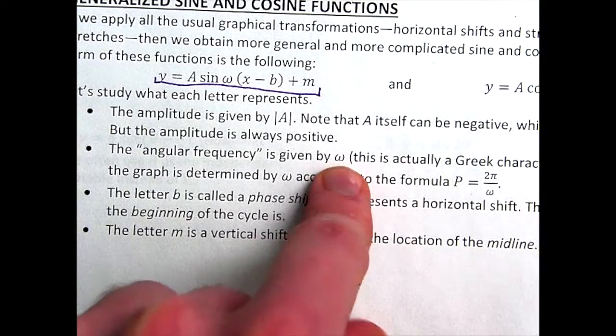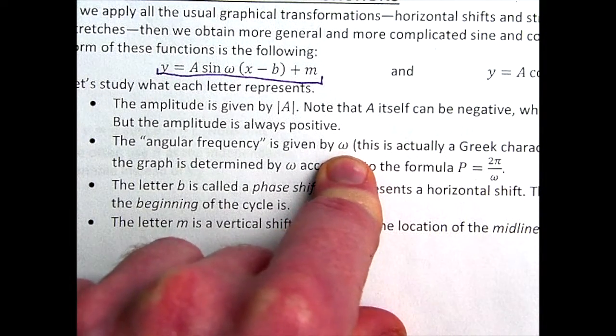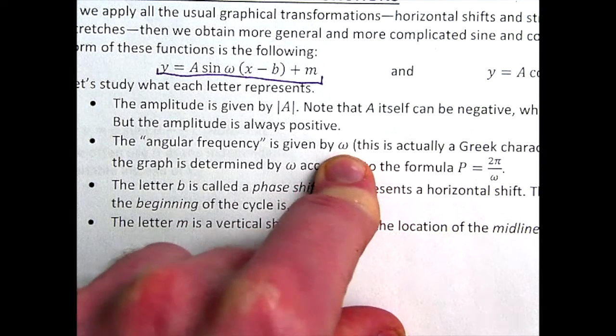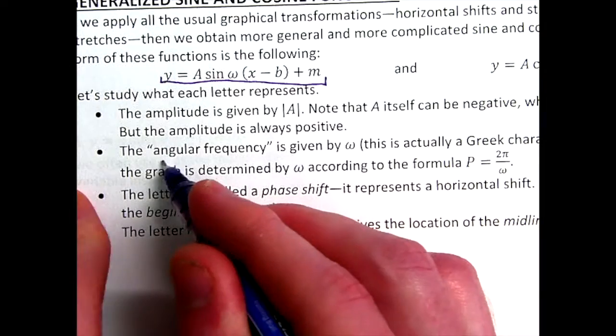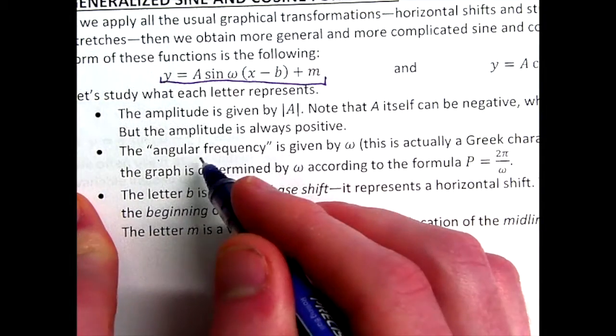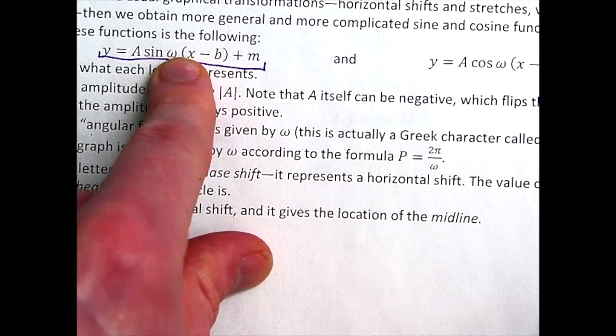Omega is the angular frequency. That's how many full cycles the graph completes in an interval of 2 pi. As I mentioned, angular frequency we won't really work with very much. It's a little hard to imagine. Instead, we'll work with the period. So really, the important thing that omega tells you is the period.